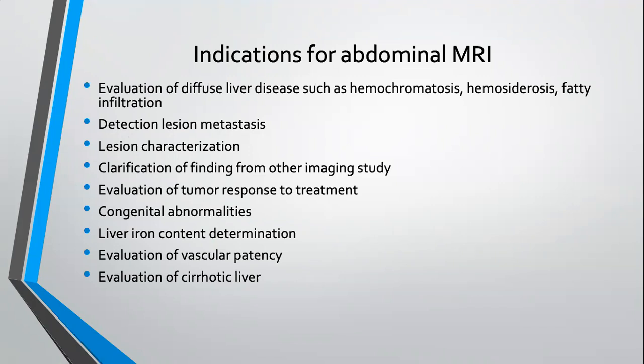Clarification of a finding from another imaging study. So if they had an X-ray or a small bowel follow-through, or a CT and they saw something but don't know exactly what it is, that's a reason to send them to MRI. Evaluation of tumor response to treatment, could be chemo or radiation therapy. Congenital abnormalities, iron within the liver, to see how much iron is in that liver. Evaluation of vascular patency, so MRA, MRV of the abdominal area, and cirrhosis also.